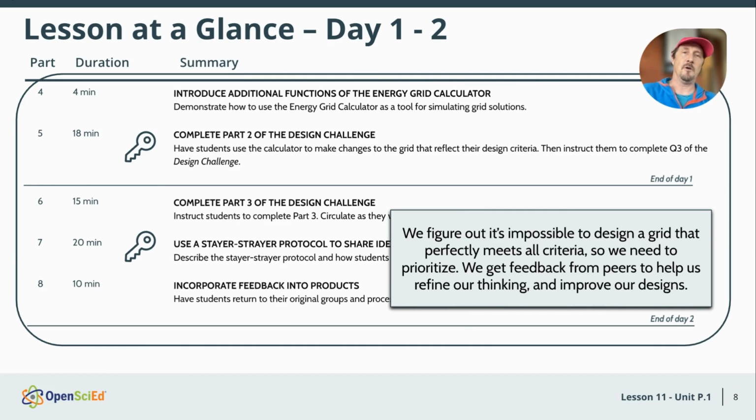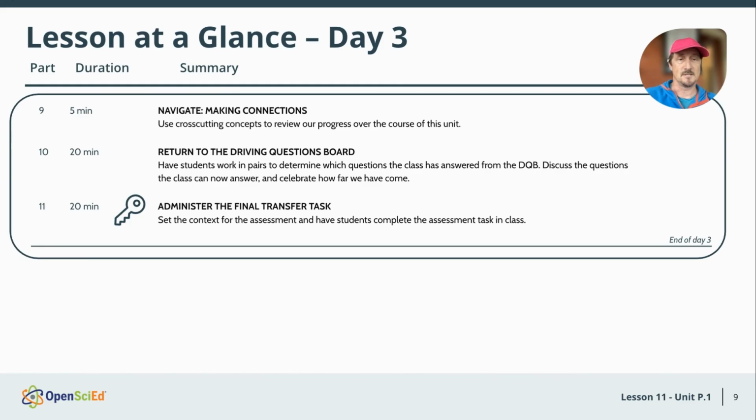So, halfway through day 2, we share our design solutions with students in other groups and get feedback. We figure out that it's impossible to design a grid that perfectly meets all criteria, so we need to prioritize, and different groups have prioritized differently. So that helps us give feedback to other groups about their designs.